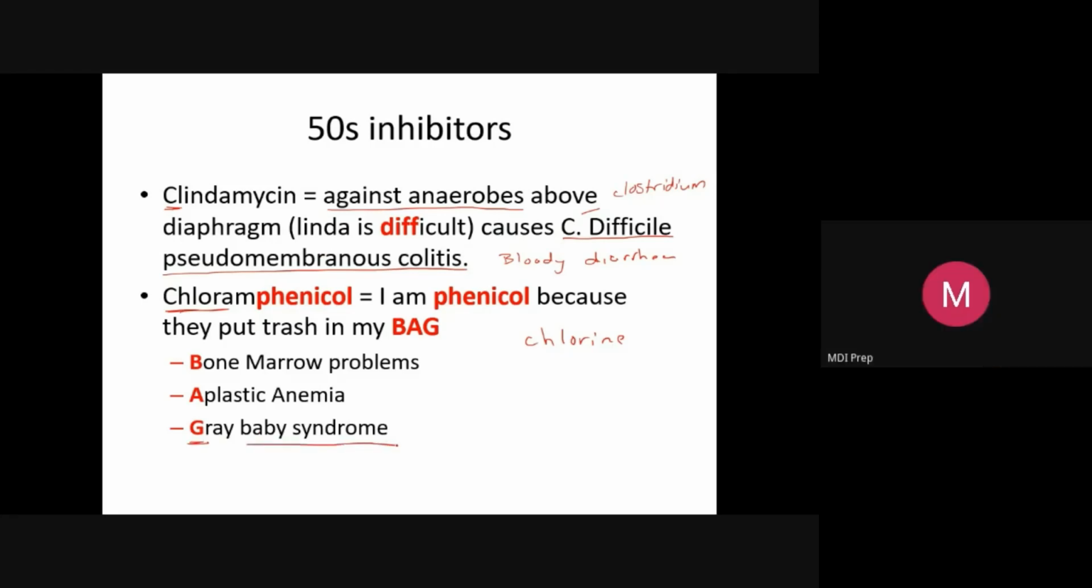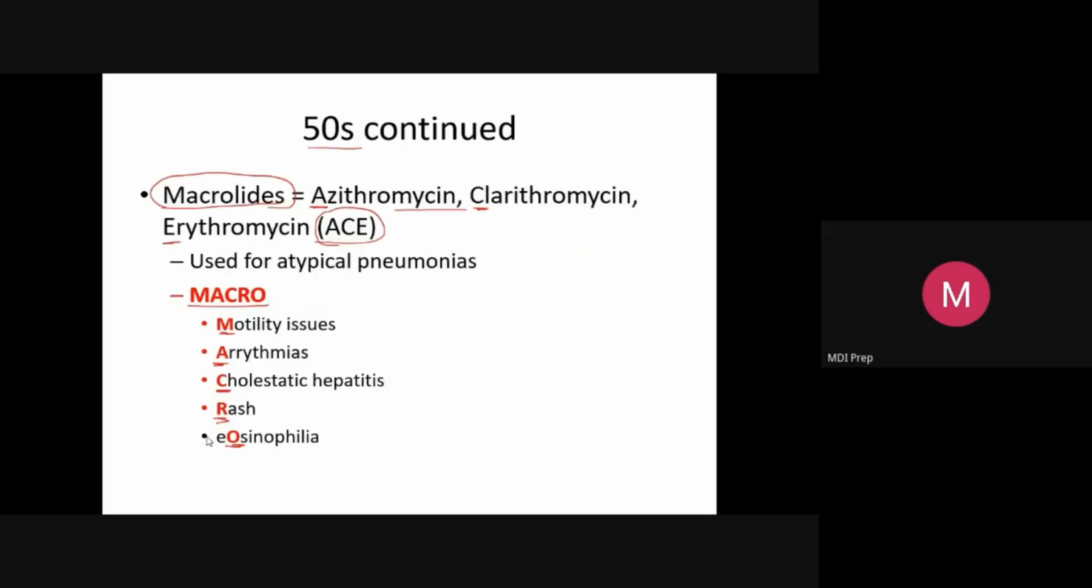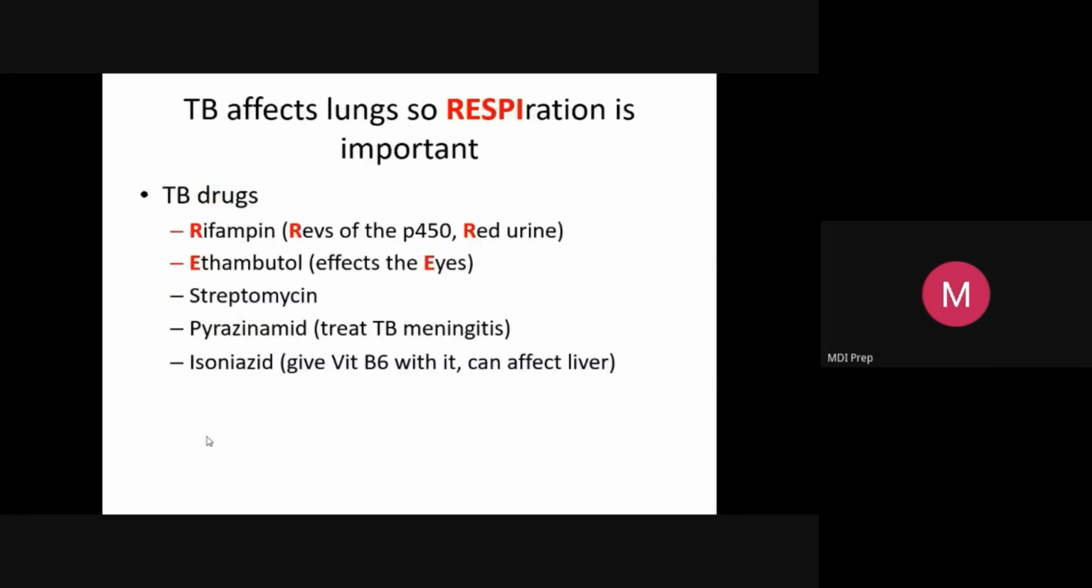That's one of the side effects of chloramphenicol. The mnemonic is BAG. So it can cause bone marrow problems and aplastic anemia and gray baby syndrome. That's the mnemonic for the side effects of chloramphenicol. So again, think about it. So now you know how chloramphenicol works. Macrolides we've discussed.